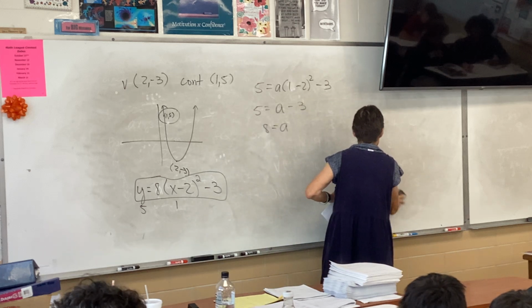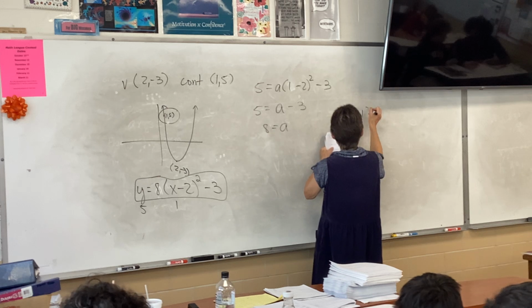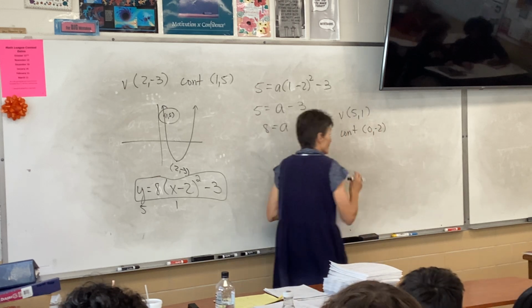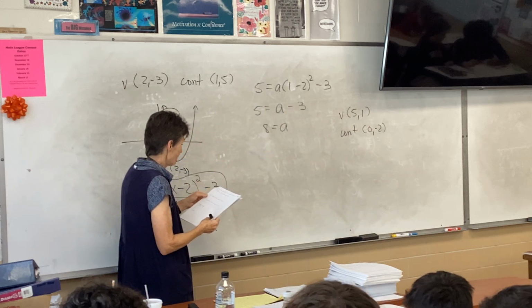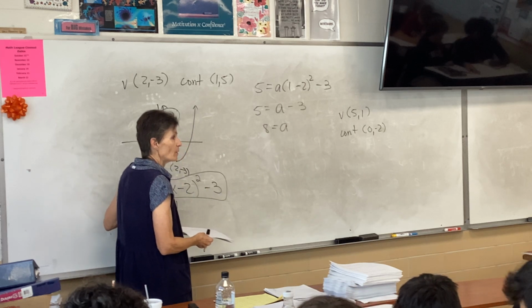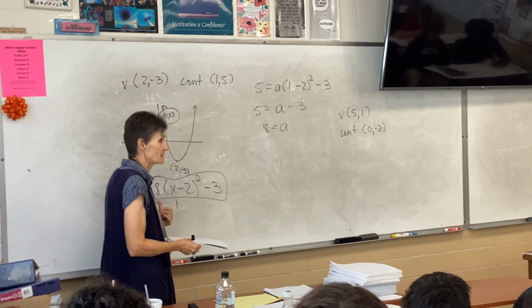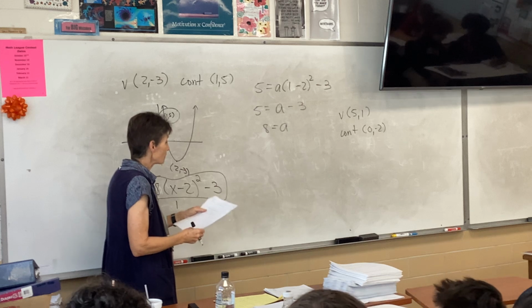Alright, let's try another one, same thing. This time the vertex is (5, 1), and we contain the point (0, -2). It says write the equation, so it would be okay. If it said quadratic function, then I would have to have it. But it's the same thing, right?